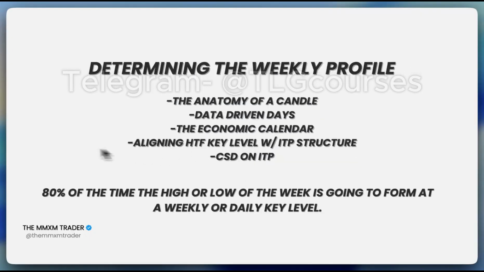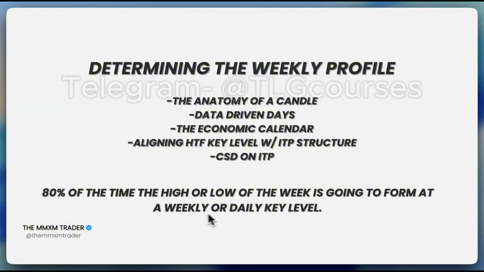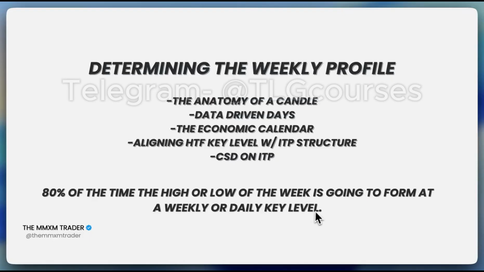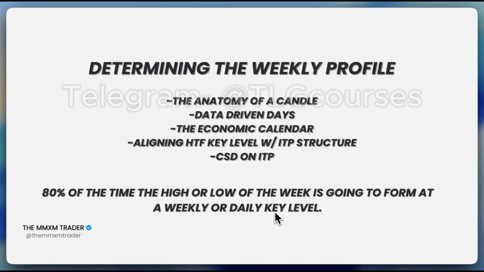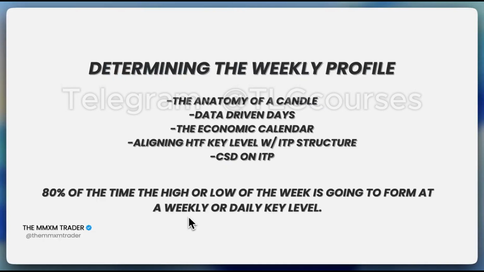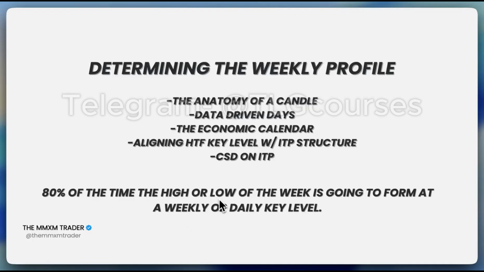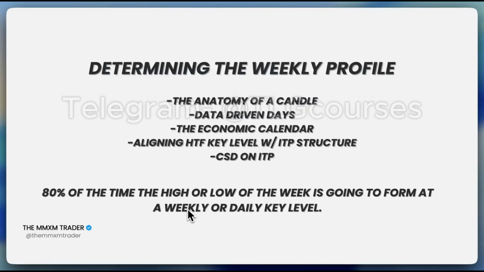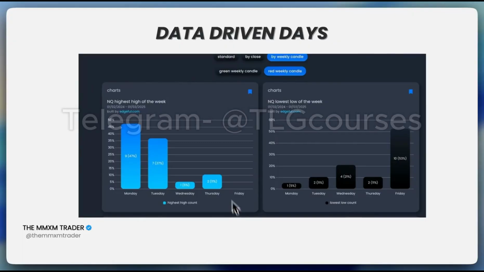Okay, 80% of the time, the high or low of the week is going to form at a weekly and/or daily key level whilst running out its relevant range, right? So if it's a bullish weekly key level, the low is going to be formed by running out a 4-hour range low. If it's a daily key level, it's going to be formed by running out an H1 range low, right? From the LTP lessons, important that you know that.